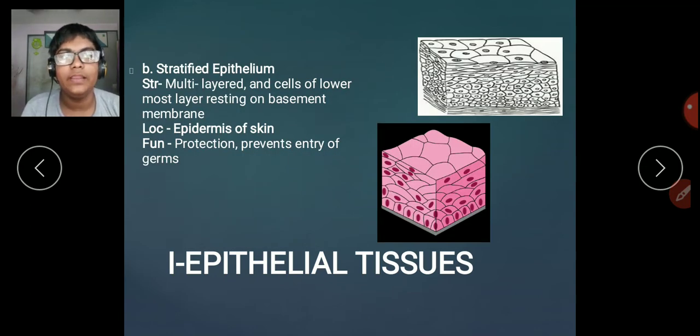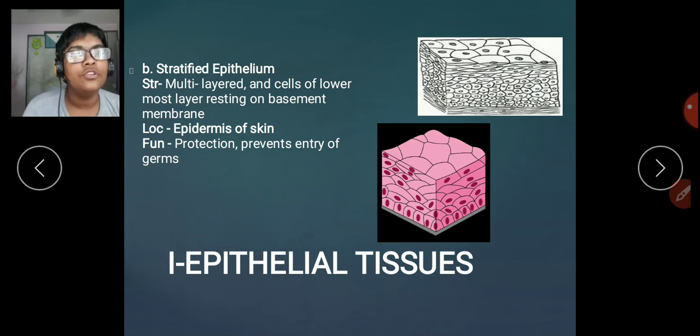Next is the stratified epithelium. Now I would say that the stratified epithelium is a little different from all the other epithelium types. Why I say that is because the other types, the basic types I am talking about, not the modified types, are only single layered. This is a multi-layered epithelium tissue by structure, and it is all stacked up one upon another. The lowermost layer of cells is on the basement membrane.